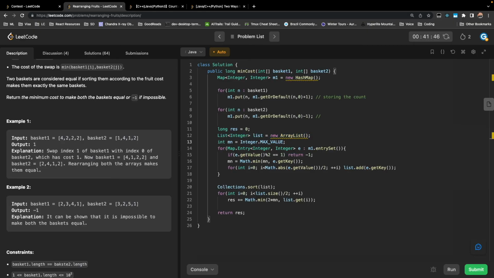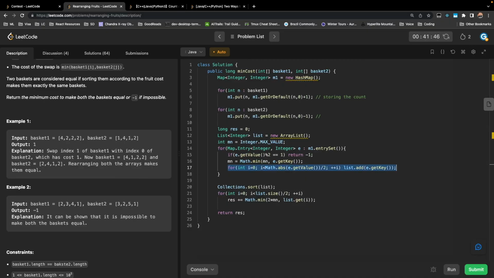We are creating a new array list. We'll see why. And then we have a minimum. This mn will keep the minimum value of both of the baskets. Now I'm iterating over this map, and this is on line 15. This is the condition where I am checking if there is any value in the map which has odd occurrences, right? If that is the case, then we simply return -1. Otherwise, we keep track of the minimum value of both of the baskets.